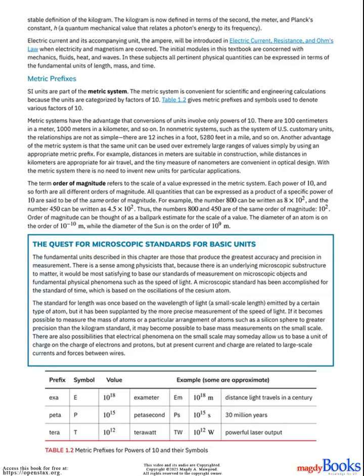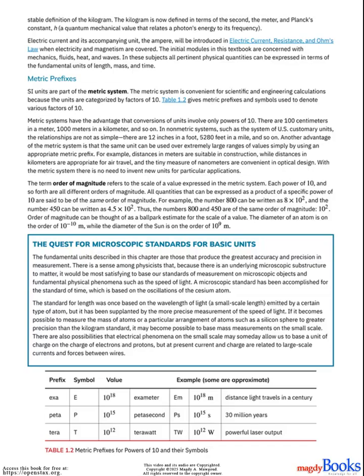1.2.3. Metric prefixes. SI units are part of the metric system. The metric system is convenient for scientific and engineering calculations because the units are categorized by factors of 10. Table 1.2 gives metric prefixes and symbols used to denote various factors of 10. Metric systems have the advantage that conversions of units involve only powers of 10. There are 100 centimeters in a meter, 1,000 meters in a kilometer, and so on. In non-metric systems, such as the system of U.S. customary units, the relationships are not as simple.